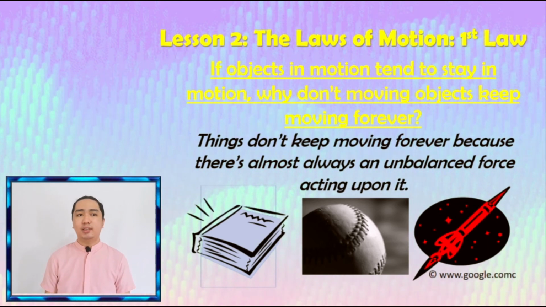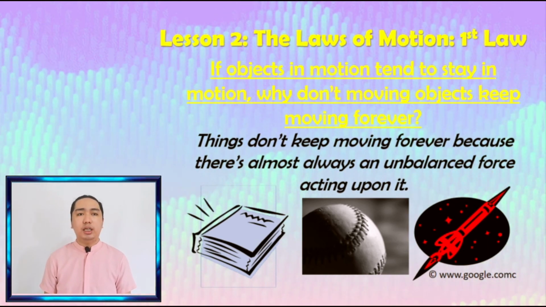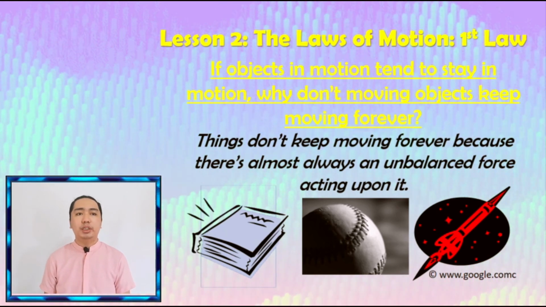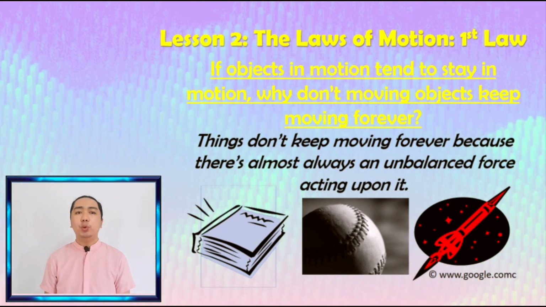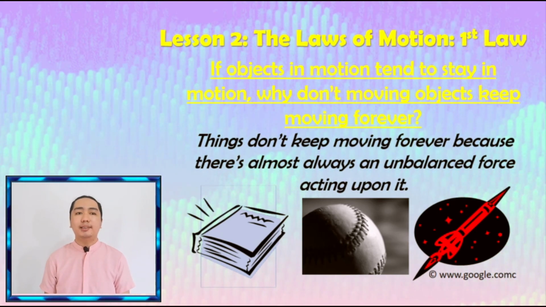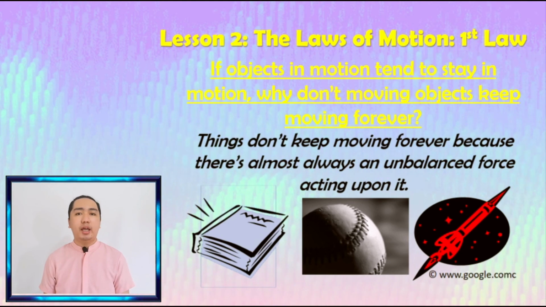In outer space, away from gravity and any sources of friction, a rocket ship launched with a certain speed and direction would keep going in the same direction and at the same speed forever.